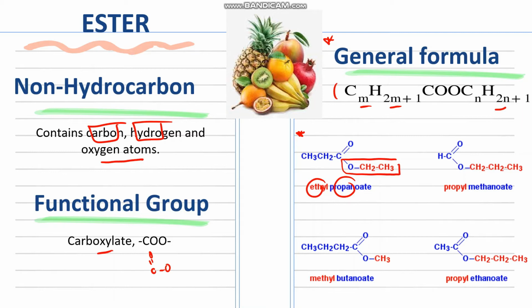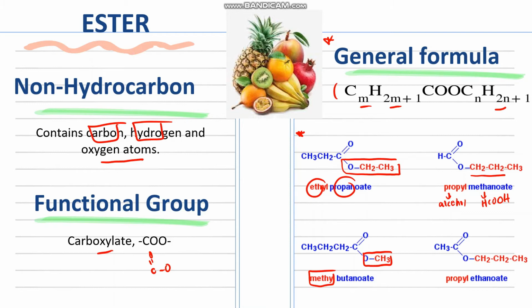The red color one is again for the alcohol. It comes from the alcohol, which means the propyl comes from the propanol, and the methanoate comes from the carboxylic acid. In this case, it is methanoic acid, HCOOH. And then next we have methyl butanoate. Methyl, again the red color, represents the alcohol, so in this case it comes from the methanol, and the blue color one, the butanoate, means it is a carboxylic acid. In this case it will be butanoic acid.